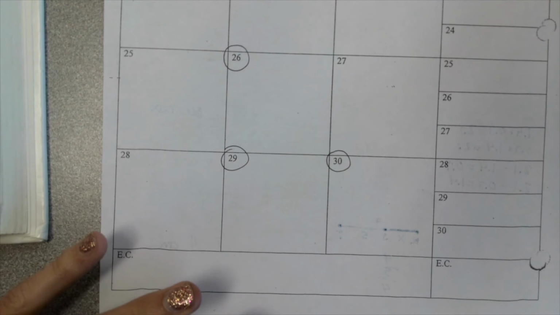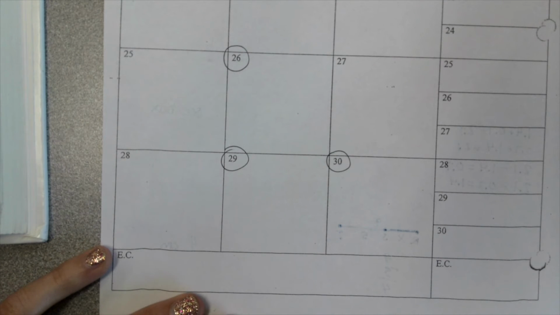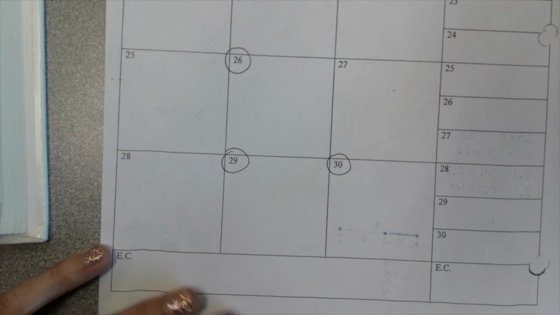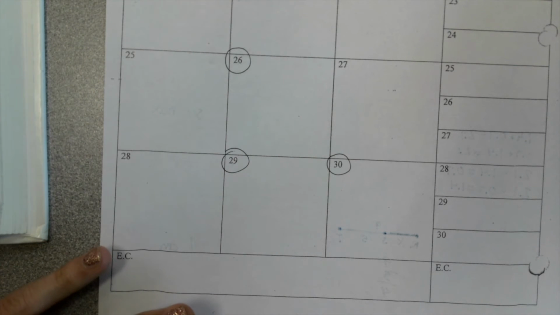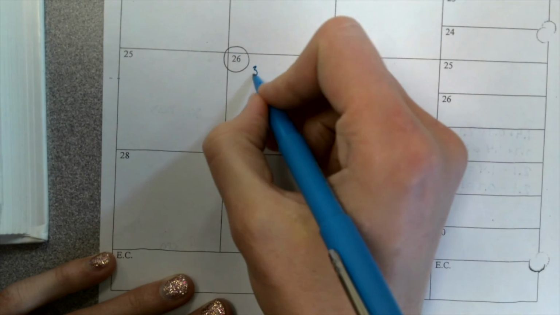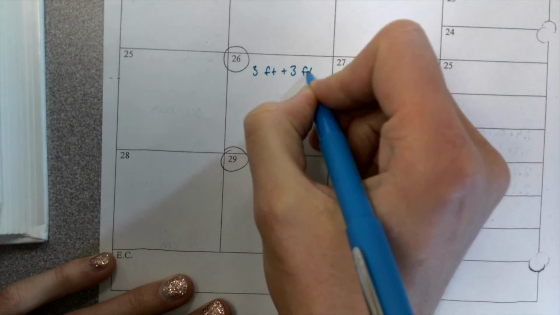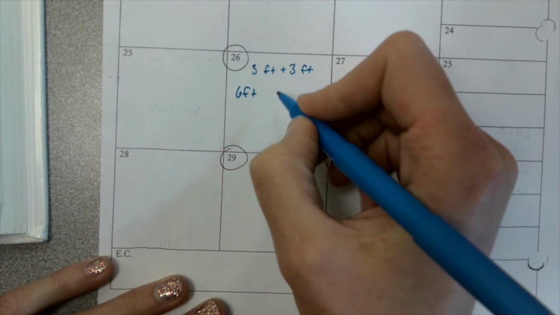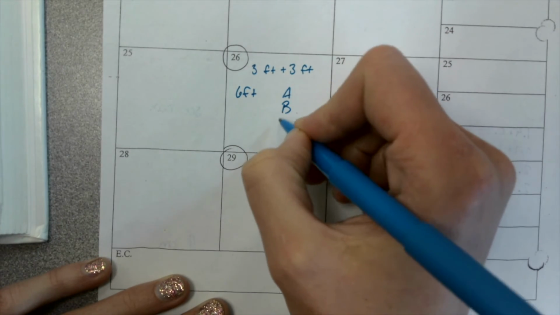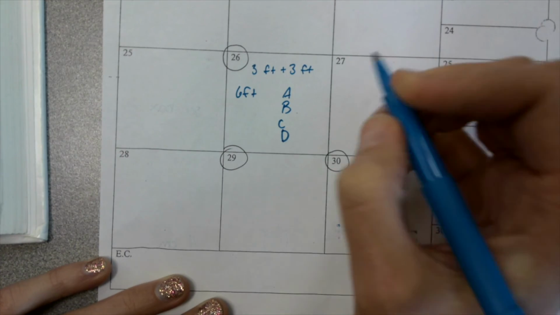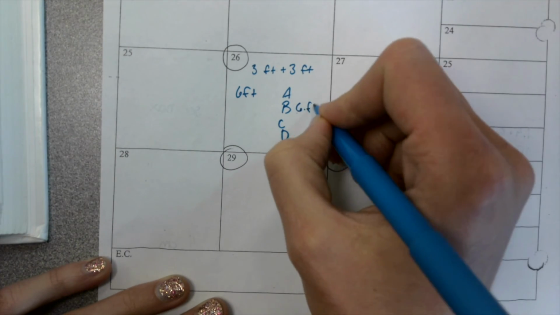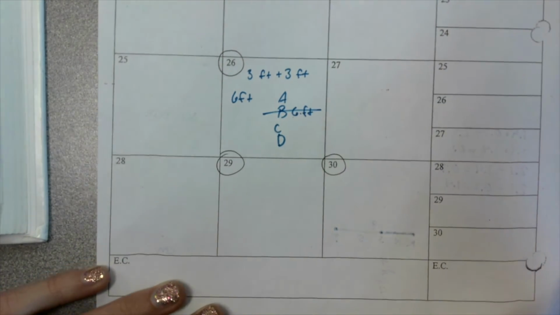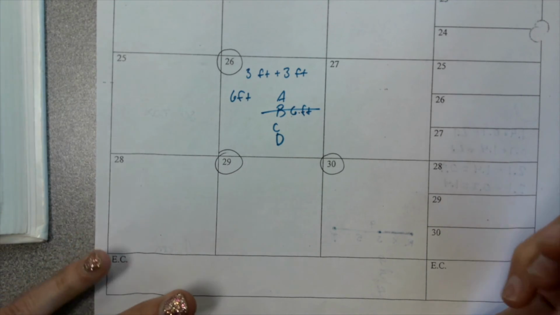26. The radius of a circle is 3 feet. Which of the following is not the diameter of a circle? So diameter would be 3 feet plus 3 feet, which would be 6 feet. Okay, so A, B, C, and D are our options. B says 6 feet. Well, we know that's equal to 6 feet, so it can't be that.